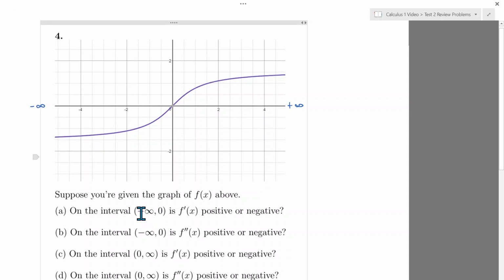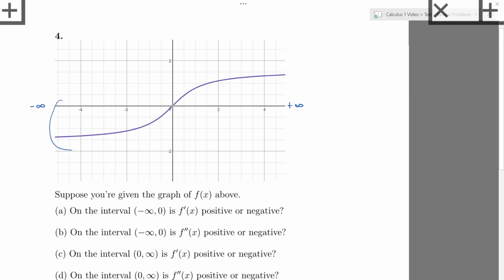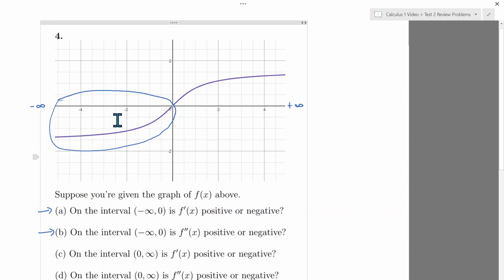So that means that the interval from -infinity to 0 is this portion of the graph. Let me circle this portion of the graph. So that's referring to parts A and B. Within this portion of the graph, it's asking whether the first derivative is positive or negative, and whether the second derivative is positive or negative.